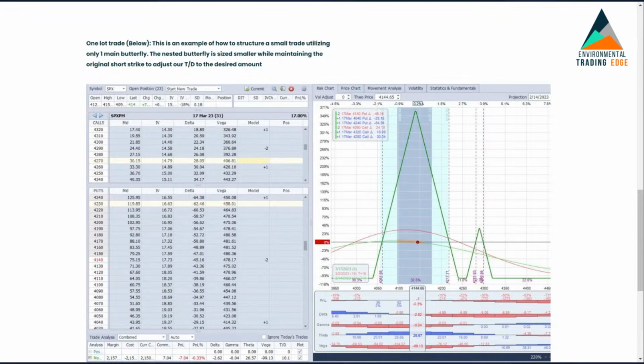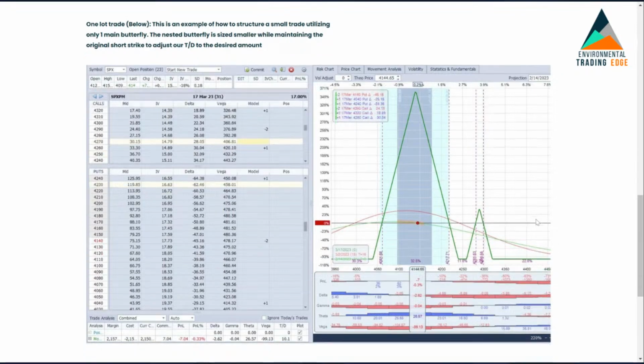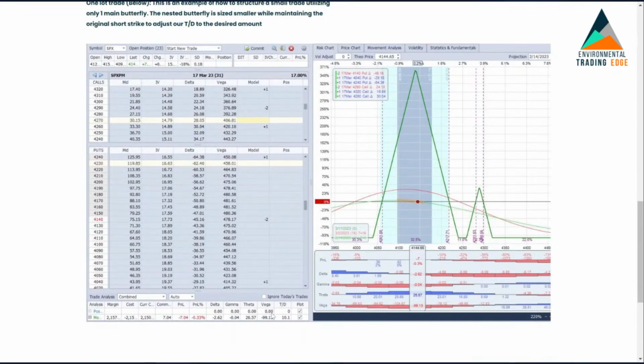So you start out with a full-size butterfly, and then you just shrink it down to get to your rules that you're trying to get to, that theta delta that we're trying to work out to. And of course, you can always see the theta delta down here at the bottom in this TD section.